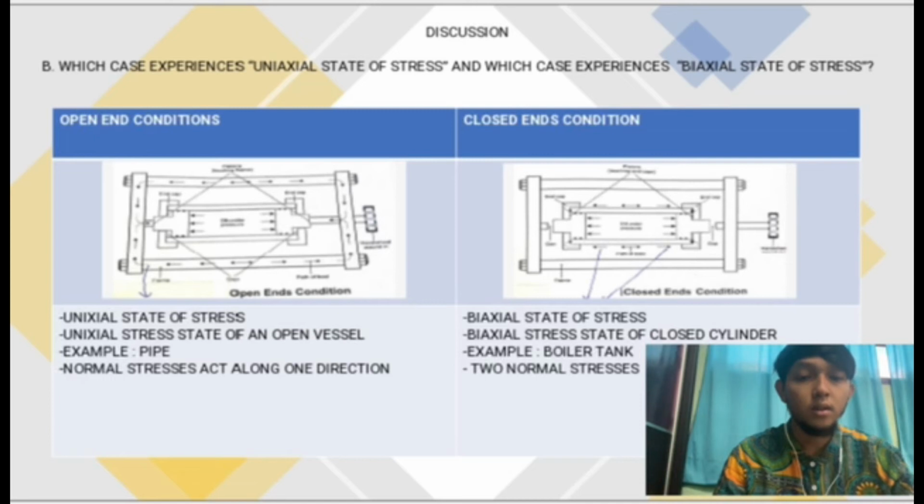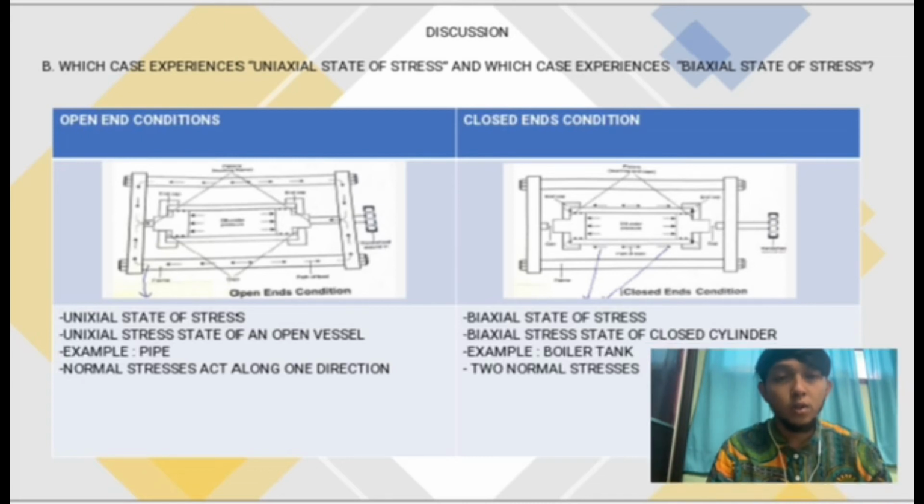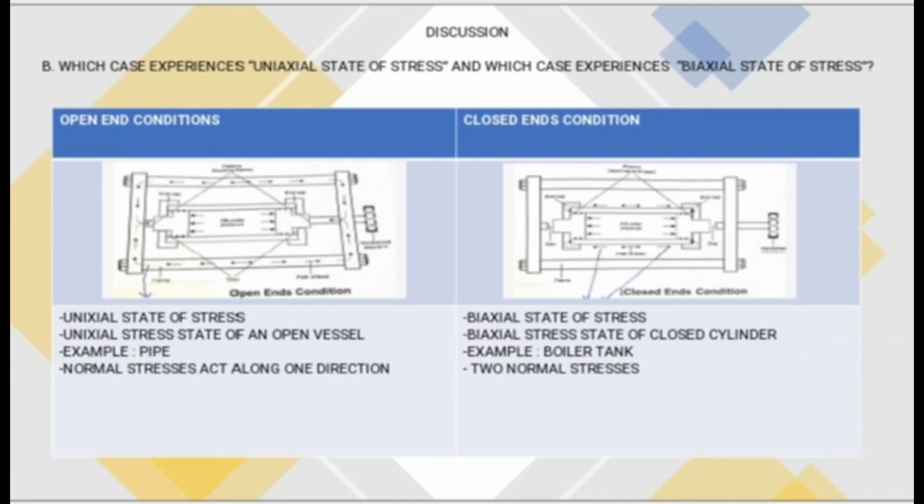This experiment is to investigate the stress and strain in a thin cylinder. The thin cylinder is closed at one end, with a movable piston at the other end, so it can be either open or closed-ended. The axial force is transmitted from the pressurized oil into the frame rather than the cylinder. The two load cases represent the biaxial stress state of a closed cylinder such as a boiler tank, while the uniaxial state of stress is an open vessel such as a pipe.